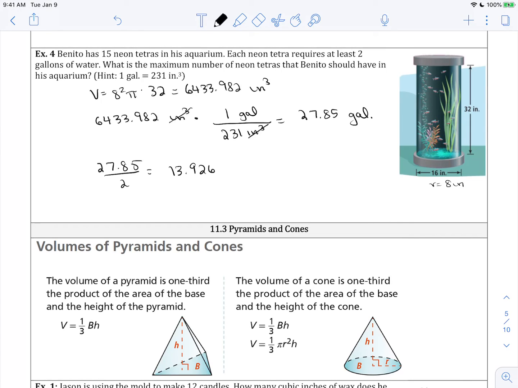Now, even though it's really close to 14, we don't want to skimp out on how much water we're giving each neon tetra. So really, he should only have 13 neon tetras. So he has 2 more than he should, right? So he should have 13 neon tetras.